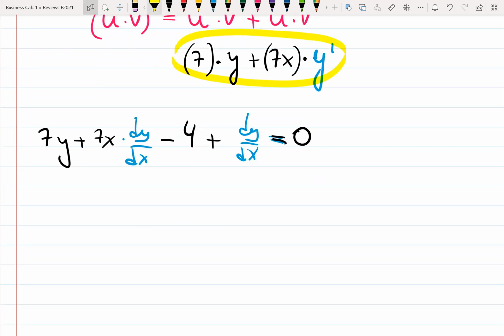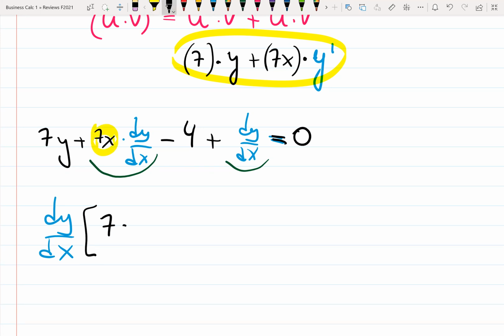And the process is the same. See how I will do it. Keep or move things with dy over dx to the left-hand side. And if you can, factor it out right away. That's what I would do. I would factor out dy over dx right away, open the brackets. Who is staying in the brackets? 7x plus 1.